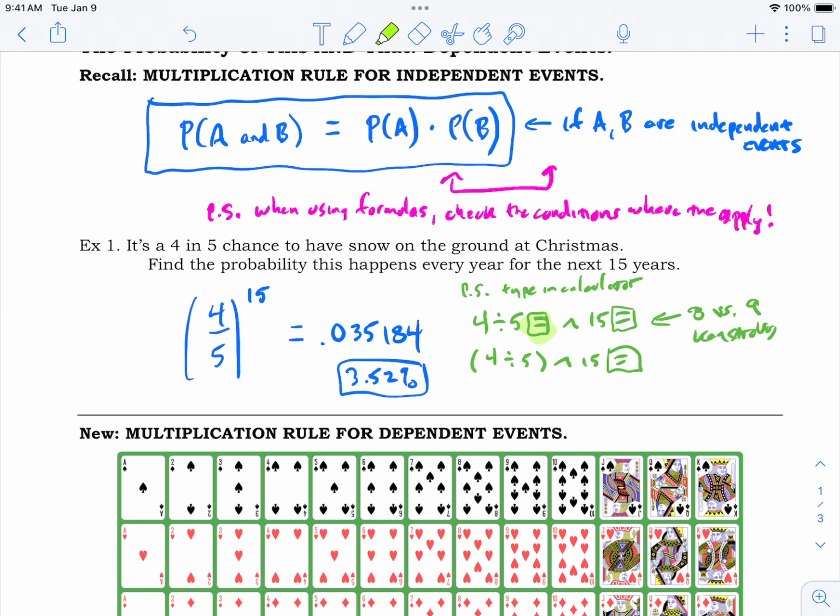It's important because if I didn't, then it would have raised the 5 to the 15 power. I don't want just the 5 to the 15 power. I want the 4 divided by 5 to be a result, and that result raised to the 15 power. So the parentheses is one way of saying, hey, first get this result. The other way of saying first get this result is to simply hit the equals button.